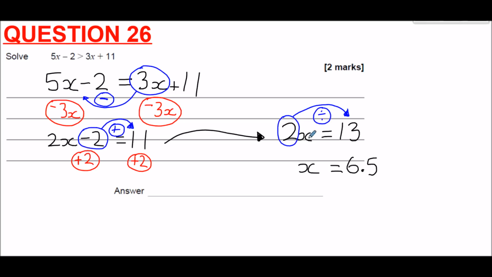But as I said, it wasn't actually an equal sign, it was this inequality symbol. So just remember at the end to change back to the symbol you need. So it's actually x must be bigger than 6.5. Or you could write 6.5 if you really wanted to. It doesn't particularly matter.